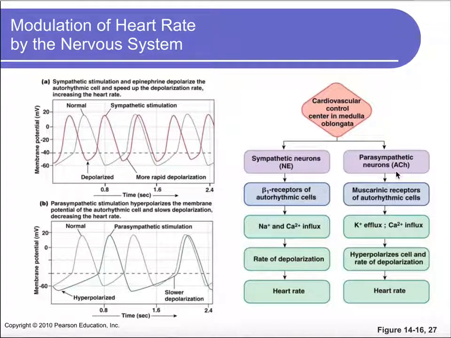If we want to slow down heart rate, we'll activate the parasympathetic nervous system. That releases the neurotransmitter acetylcholine. And what that does is it hyperpolarizes our membrane potential a little bit. And so when you hyperpolarize it, you're further from threshold, so it takes you longer to reach threshold. And as a result, your heart rate slows down. So again, the action potential itself doesn't change, but how long it takes to reach threshold does.